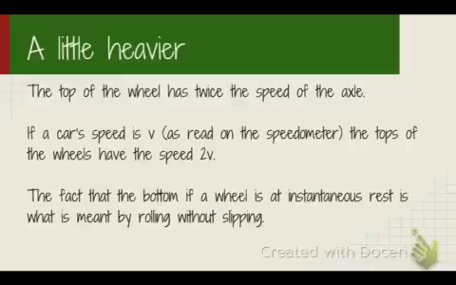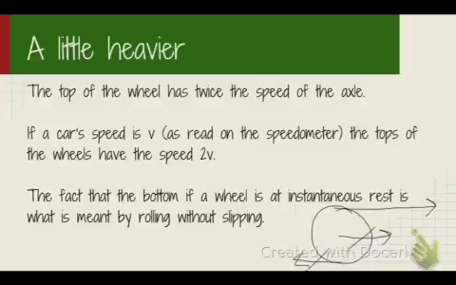Alright, let's get a little heavier. Now, this also means that the top of the wheel has twice the speed of the axle. Because this is moving this direction, we have this going here, and it's being canceled out. That means that this has to be moving at twice the speed, because in order for the overall velocity to be v, the top would have to be 2v.